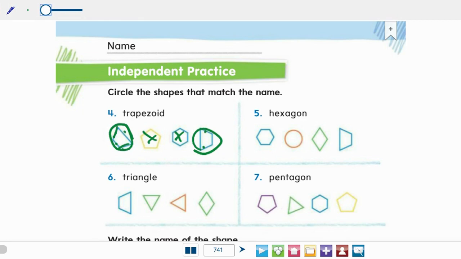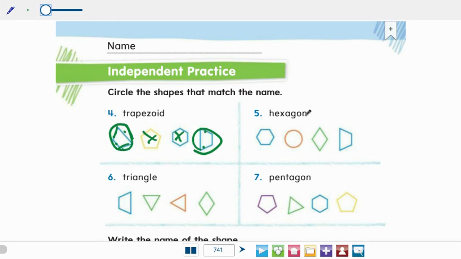My next one, I'm looking for a hexagon. And for these different ones, if you're unsure, I'd encourage you to go back to page 740 and look at the top to find the different shapes. That's where you're going to look for them. I'm not going to jump back and forth because my pen actually goes away every time I do that. It just gets kind of tricky. So I'm just going to keep going through.